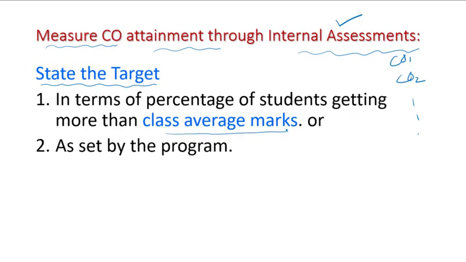In this case, we have access to the class average marks. Since the board examination is a relative grading system, we have no access to the average marks of the board, but we have access to the average grade of the board. But in case of internal assessment, we have the record of the class average, and we can also set the target. The institute or program can set their own target, but with some justification.